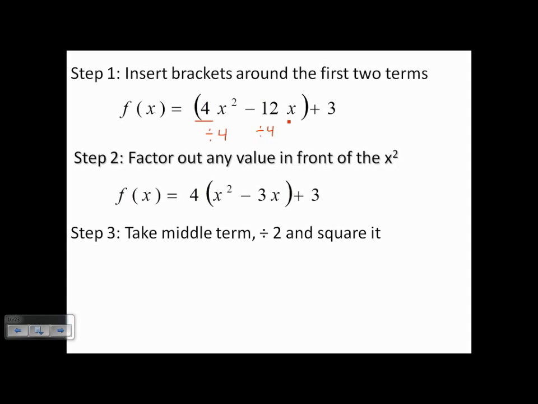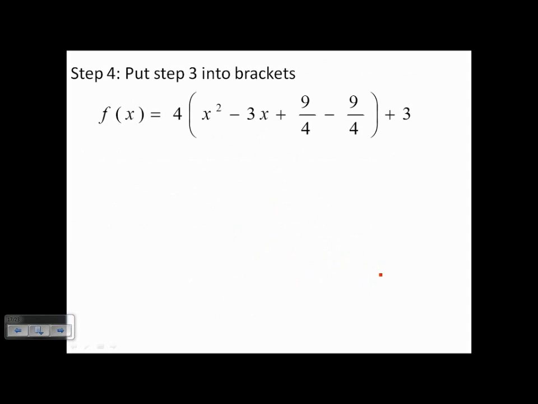Step 3, take the middle term, divide it by 2, and square it. Negative 3 divided by 2, nuts. Sorry about that. This is negative 3 over 2. Negative 3 over 2 squared, well, if I take this whole thing and square it, negative 3 squared is 9, and 2 squared is 4. Put that into brackets. 9 over 4, got to add it and subtract it.